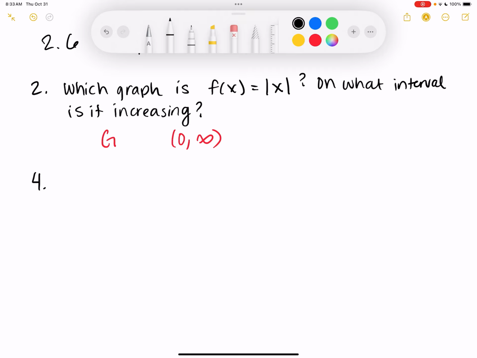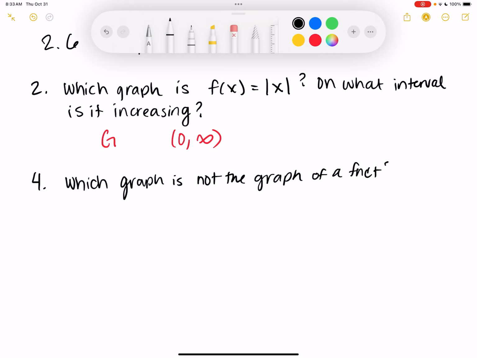All right, 4. We're only answering part of the question. Which graph is not the graph of a function? C. Why? Because it doesn't pass the vertical line test. It's a sideways parabola, so if you slide your pencil along it, there are multiple intersection points, so that one is not.